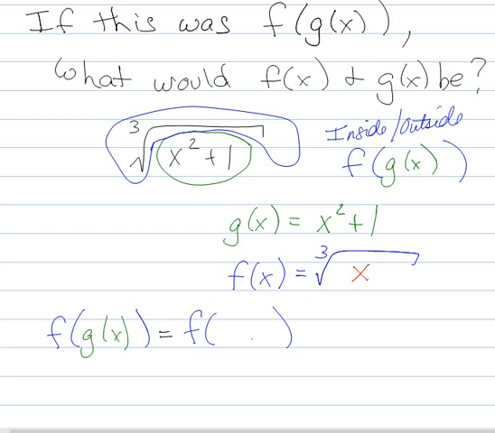So I'll go stick this in here, x squared plus 1. So that means I'm going to do the f function that I made up here. And everywhere I see an x, my little red x, I'm going to put x squared plus 1. And in fact, that's what I get.